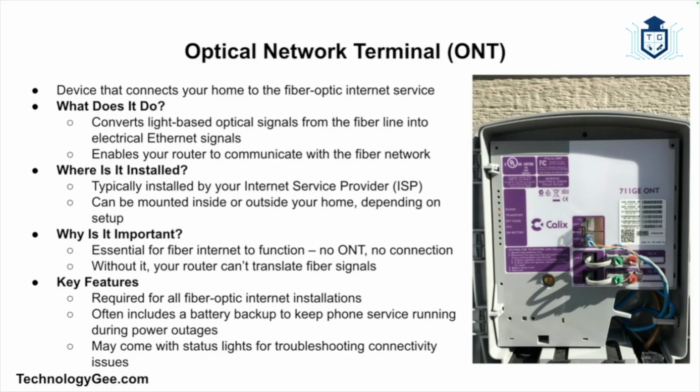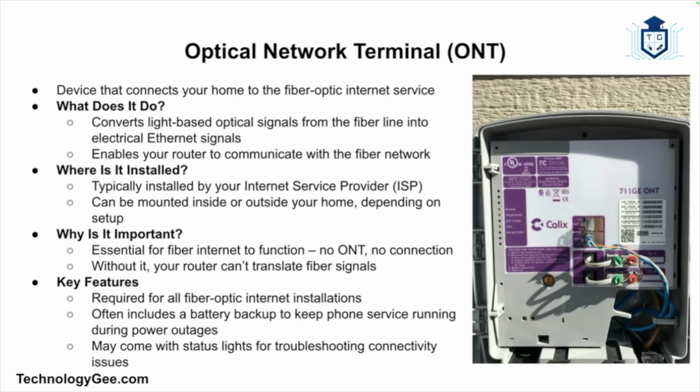All right, next we have what is called an ONT, or an optical network terminal. So if you got fiber internet, then the ONT, this is what connects your home to the lightspeed fiber network. Basically, it takes the optical signal from the fiber line and converts it into electrical signals that your router can use. And ONTs, they are usually installed by your ISP, and they may be mounted inside or outside of your home.